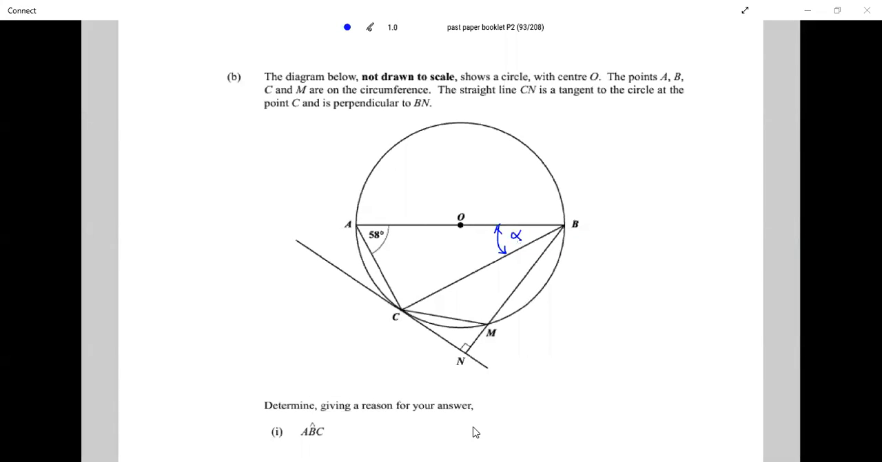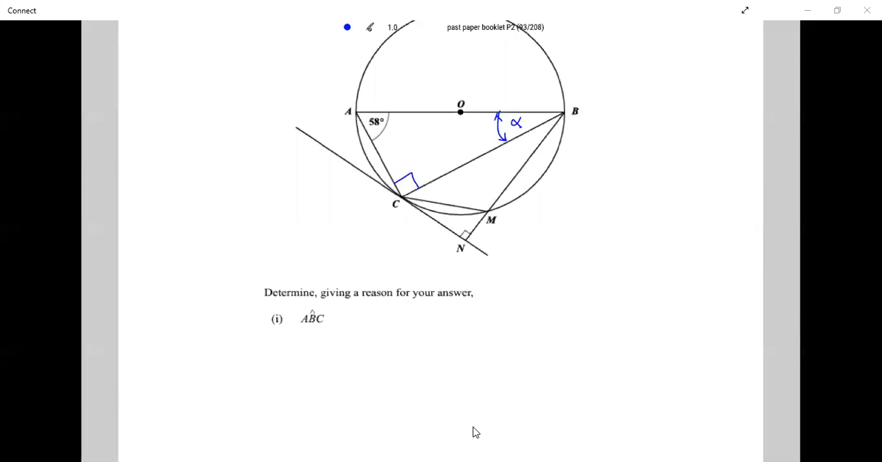Now, finding that angle is easy if you recognize that this angle is 90 degrees. That angle is equal to 90 degrees because it's an angle in a semicircle. So I would start by saying to the examiner that angle ACB is equal to 90 degrees. It's an angle in a semicircle.